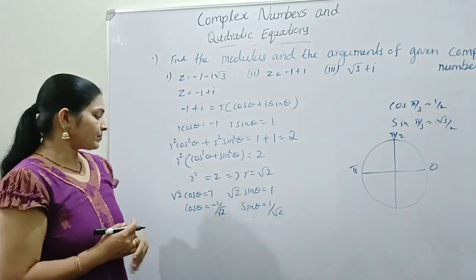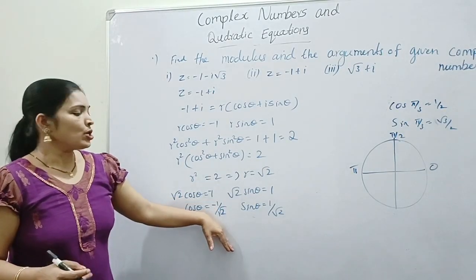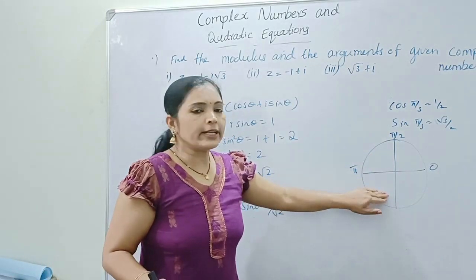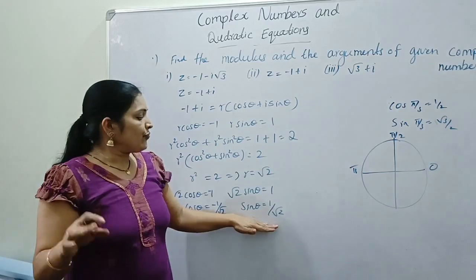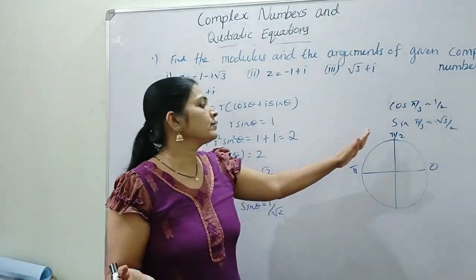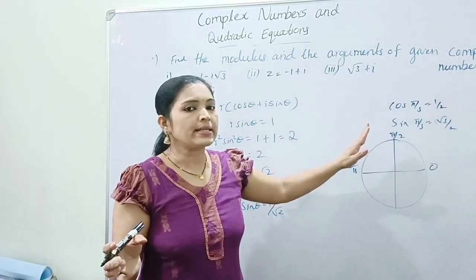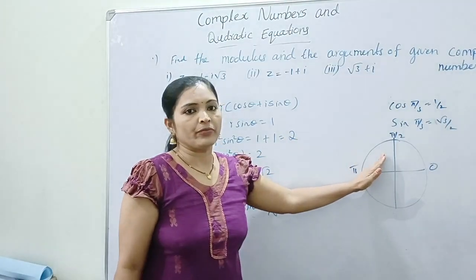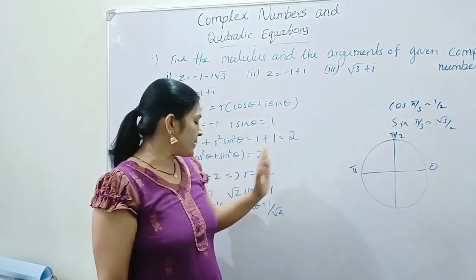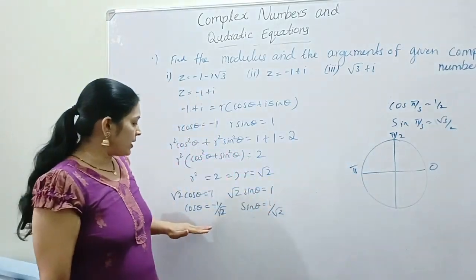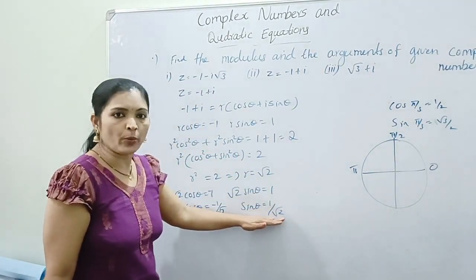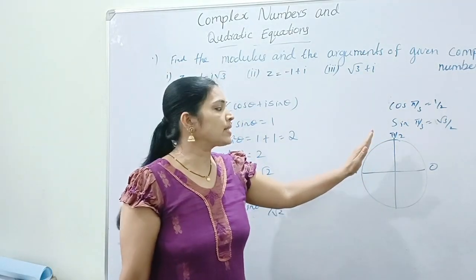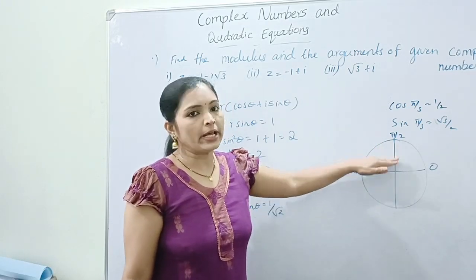Then look at the sign. Cos theta is equal to minus 1 by root 2. So in which quadrant is cos negative? We know that in the second quadrant and third quadrant cos is negative, and in which quadrant is sin positive? Only in the second quadrant sin is positive. Therefore this theta lies in the second quadrant. Why? Because in the second quadrant cos is negative and sin is positive. Here we have got cos value negative and sin value positive. So therefore theta lies in the second quadrant.